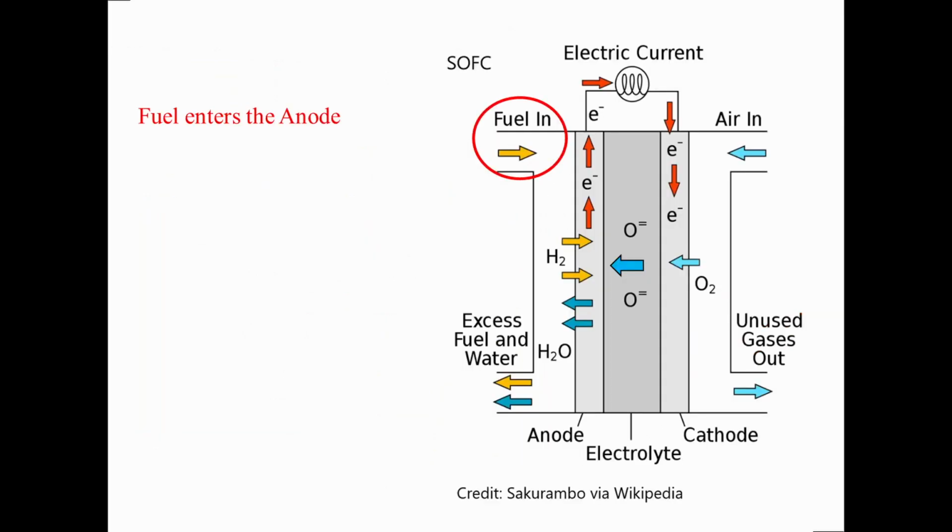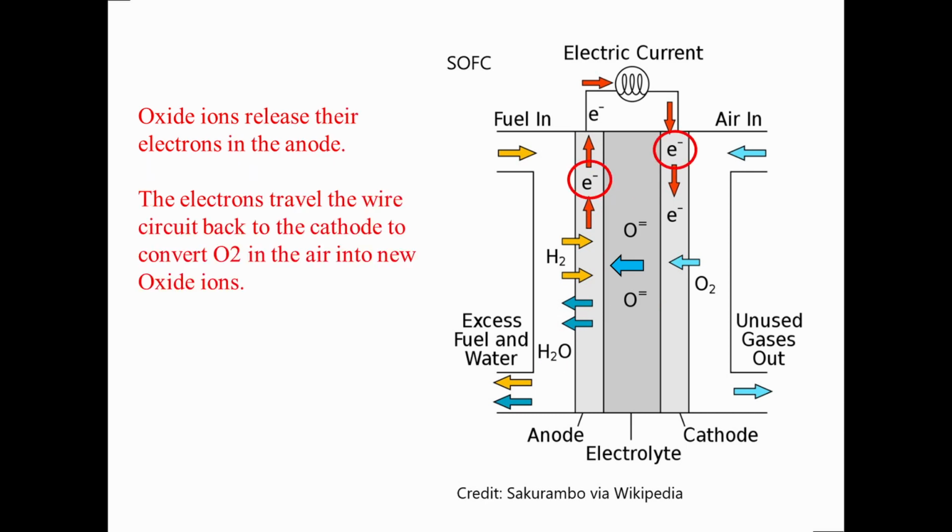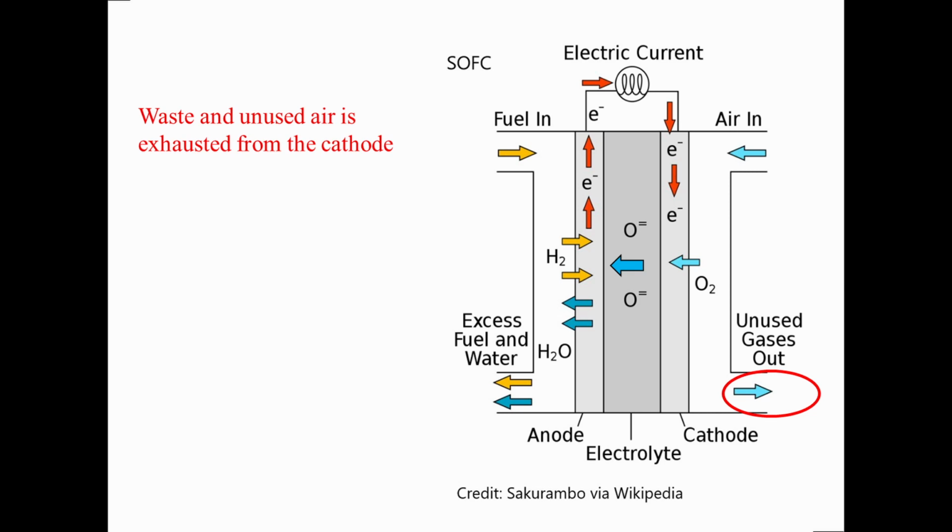In the figure, I show a diagram of the operation of a single solid oxide fuel cell. The fuel, H2, comes into the anode. Air, O2, comes into the cathode. Oxide ions traverse the electrolyte to react with the hydrogen fuel in the anode to produce water, H2O. Electrons released in the anode reaction travel the circuit into the cathode where new oxide ions are dissociated from the air. Waste products are exhausted from the cathode.